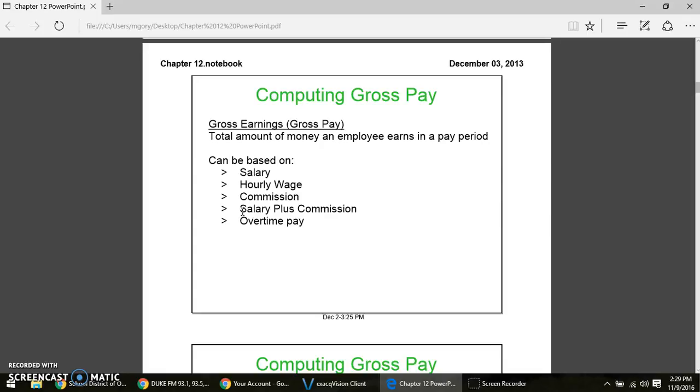It could be based off of commission, which is a sum of money that is granted to an employee for, say, number of sales. It could be salary plus commission, in which case a base salary plus the commission generated from sales is added onto it. And then also overtime pay, which usually only applies to hourly wage employees. Overtime pay, in most cases, is going to be time and a half, which is hourly wage plus half of your hourly wage.